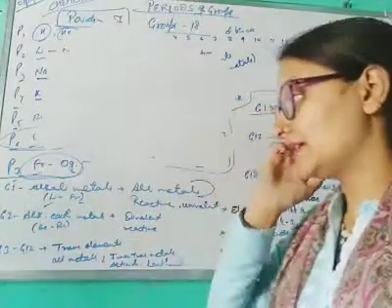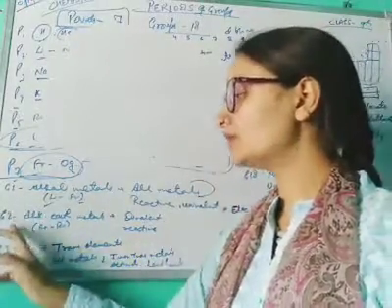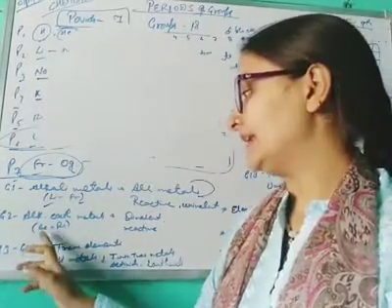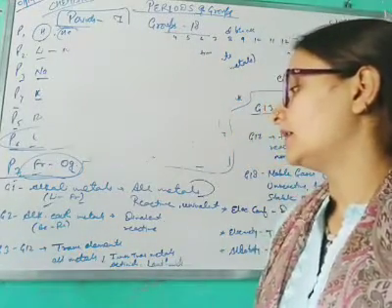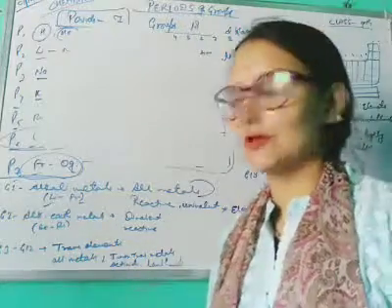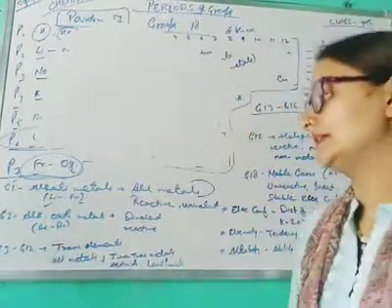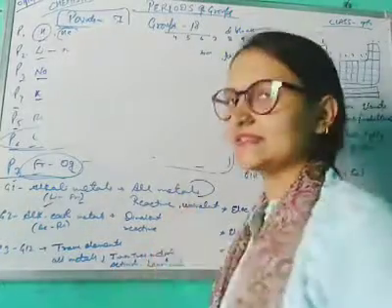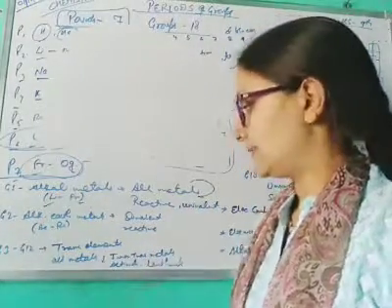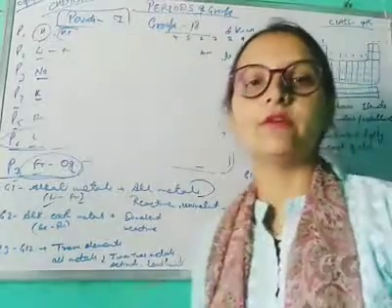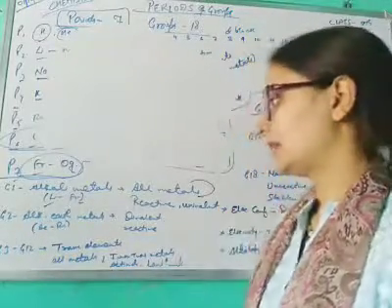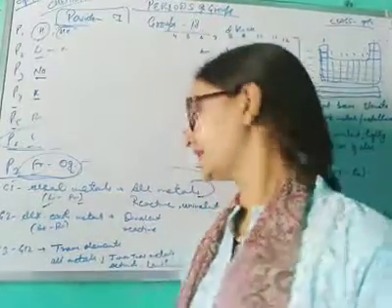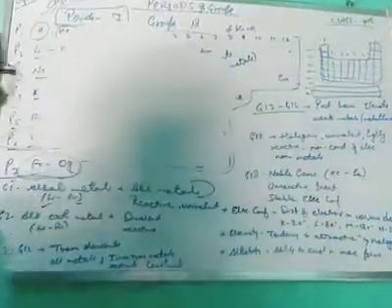Next, there is group 2. Group 2 elements are called alkaline earth metals. From beryllium to radium, they all are called alkaline earth metals. They are exactly similar to the first group, but they are divalent. That means they have a tendency to lose their 2 electrons.